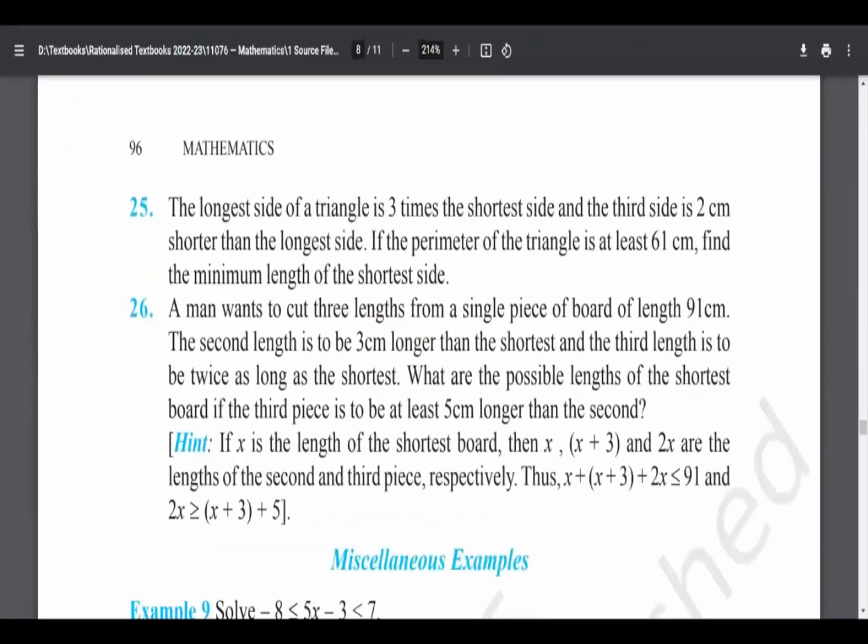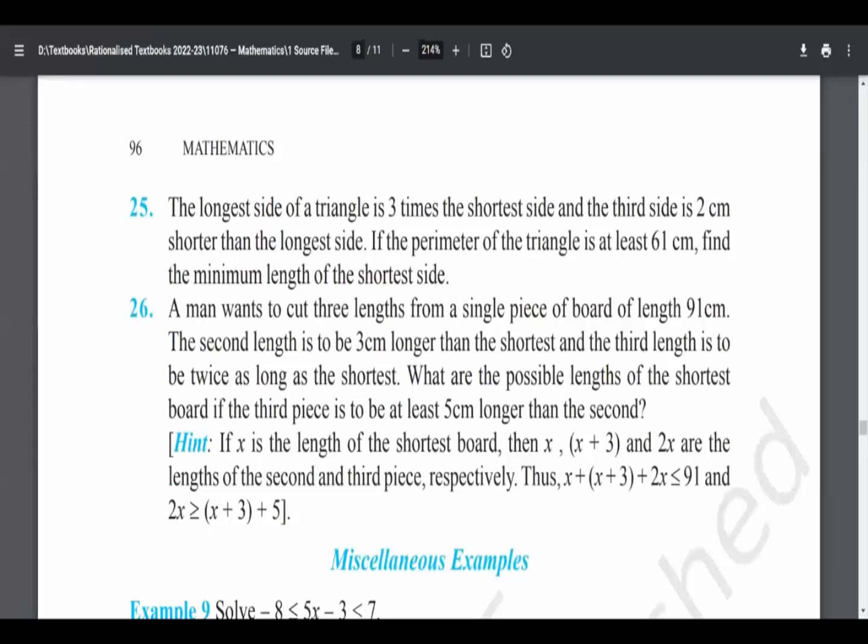Yes, this is the last question of exercise 5.1. Let us read the question. A man wants to cut three lengths from a single piece of board of length 91 cm. The second length is to be 3 cm longer than the shortest, and the third length is to be twice as long as the shortest.